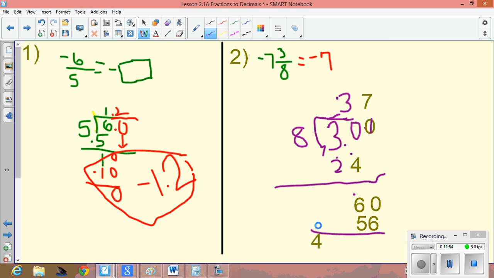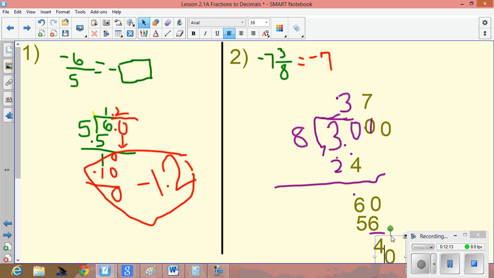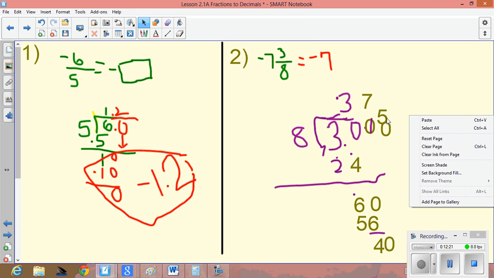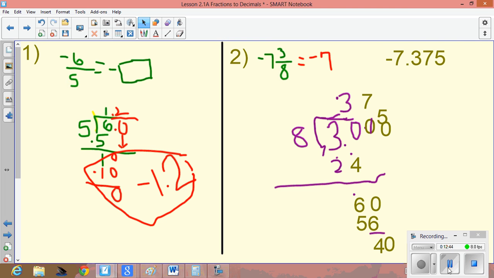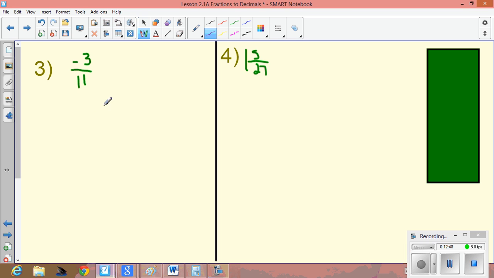I think I'm going too fast for the computer. We get an answer of 4. And then we add another 0 at top, and we bring that down. And how many times does 8 go into 40? We get an answer of 5. And 8 times 5. Well, it's going to have to stay there. 8 times 5 is 40. So my final answer will be -7 and 375 thousandths.